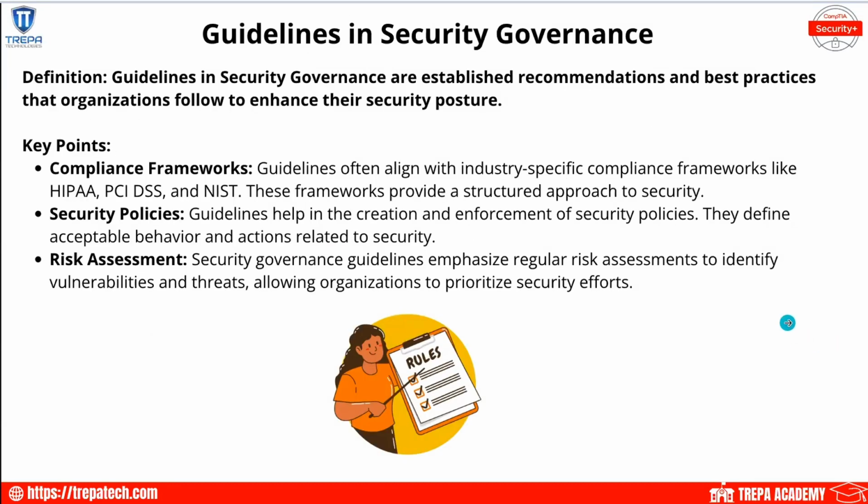Guidelines in security governance. So guidelines in security governance are established recommendations and best practices that organizations follow to enhance their security posture. So some key points, right? If we have compliance frameworks we want to look at, like HIPAA, PCI DSS, and NIST, they're going to provide us a structured approach to our security. Security policy, these guidelines help in the creation and enforcement of security policies. They're going to define acceptable behavior and actions related to security.